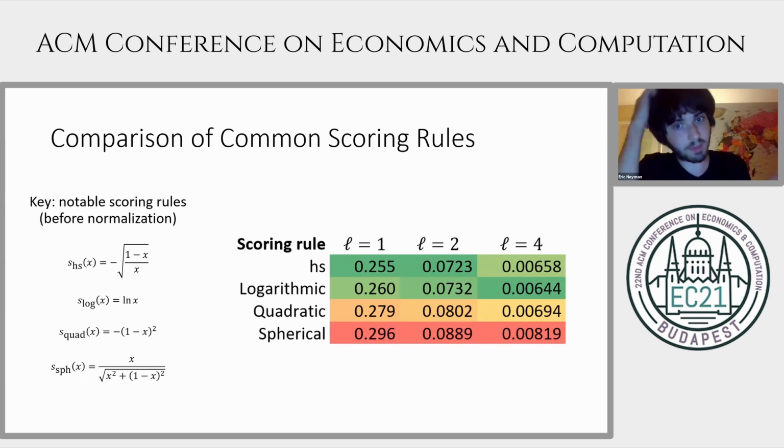Now, armed with this tool, we might ask, okay, which of the log scoring rule or the quadratic scoring rule is better? And it turns out that for values of L, such as 1 and 2, the log scoring rule is better than the quadratic scoring rule. And it turns out that there's a somewhat less often used scoring rule called HS, which beats even the log scoring rule. So that's pretty interesting.